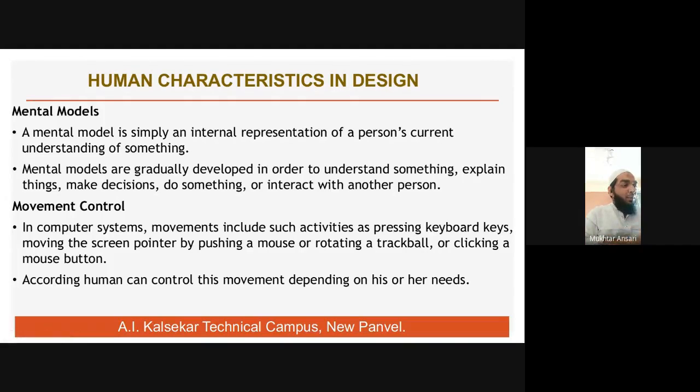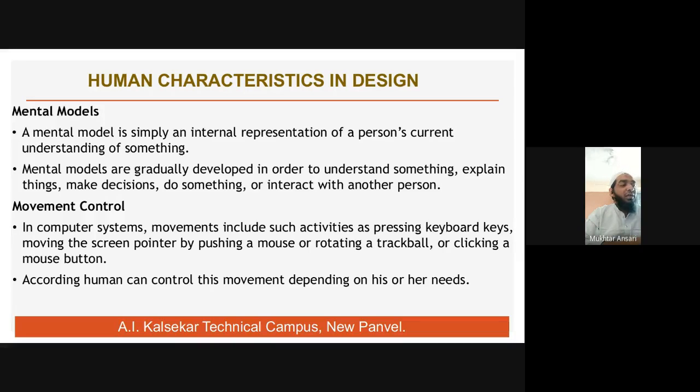In computer system, movement includes activities such as pressing keyboard keys. So I have all the keys on this particular keyboard, and I can make use of this. I can move my cursor from right to left by using the left key. I can move the cursor from left to right with the right key. So these are the movement control.